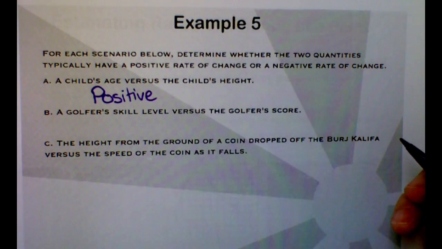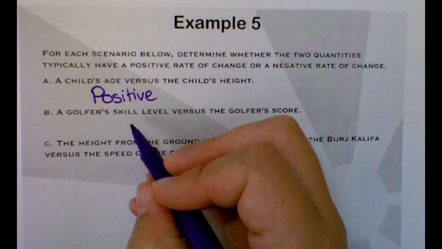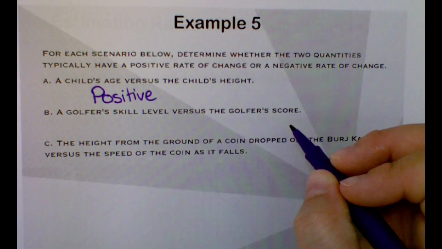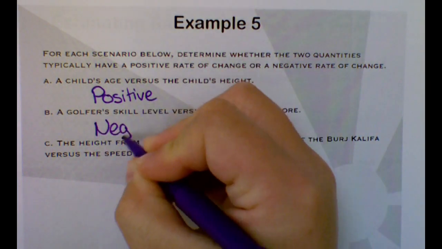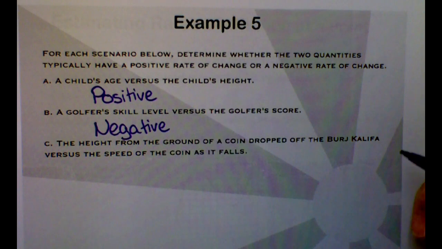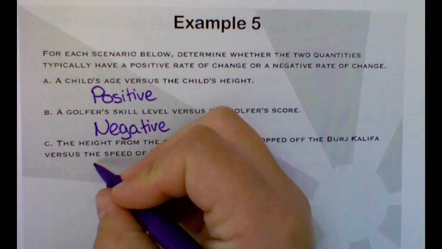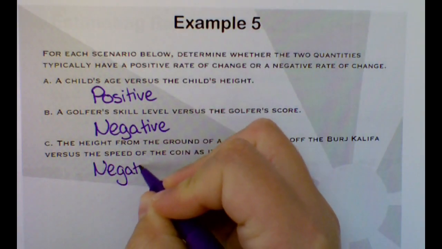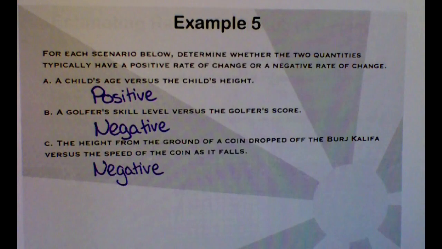A golfer's skill level versus the golfer's score. Well, as your skill level goes up, your score tends to go down in golf. So this is a negative rate of change. And the height from the ground of a coin dropped off the Burj Khalifa versus the speed of the coin as it falls. This one's a tricky one. The height is decreasing and the speed is increasing. So that's actually a negative rate of change, because as your height goes down, your speed goes up.